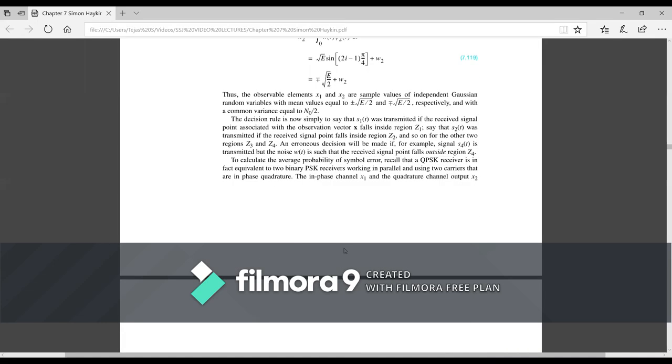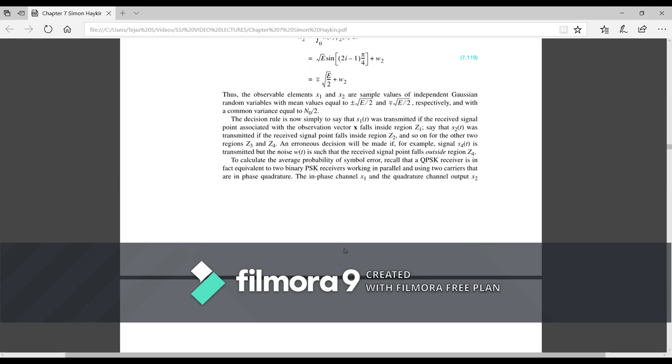The observable elements x1 and x2 are sample values of independent Gaussian random variables with mean values equal to plus or minus root of E by 2 for x1, and minus or plus root of E by 2 for x2 respectively, with common variance equal to N0 by 2. The decision rule is to say that S1(t) was transmitted if the received signal point associated with the observation vector x falls inside the region Z1.